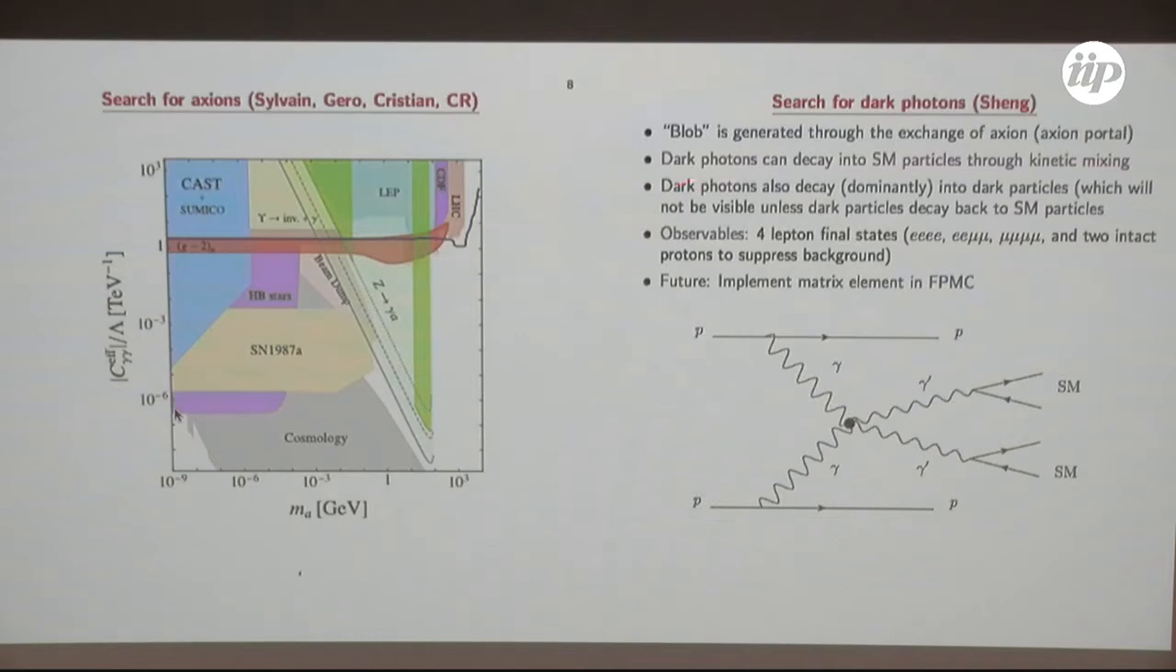And what would be the observable? What we are going to try in the near future is to look at the four lepton final state. Because if we assume the dark photon decays into e plus e minus or mu plus mu minus, the signature would be two intact protons plus either four electrons, two electrons and two muons, or four muons, and again the two intact protons to basically cancel the background. For now we cannot give you some plots, but the aim is to see in the near future how sensitive we are for the dark photon using the same kind of techniques as at the LHC. And we will implement the matrix element inside our Monte Carlo, which is called FPMC, for Forward Physics Monte Carlo.